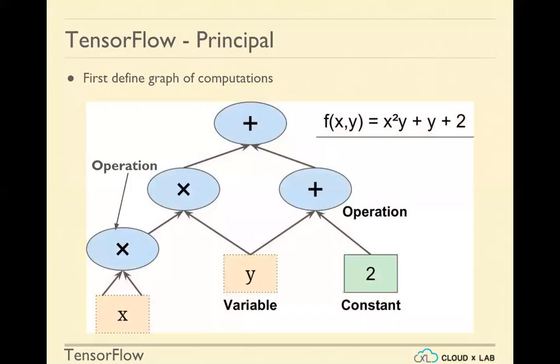Instead of doing the computation instantaneously, we do the computation as a graph. For example, imagine that we would like to evaluate this expression: x squared into y plus 2. Imagine that we have some values for x and y, and we would like to compute this expression. To compute it, we could do two things. One is we could do evaluation instantaneously, or we could do it when required.